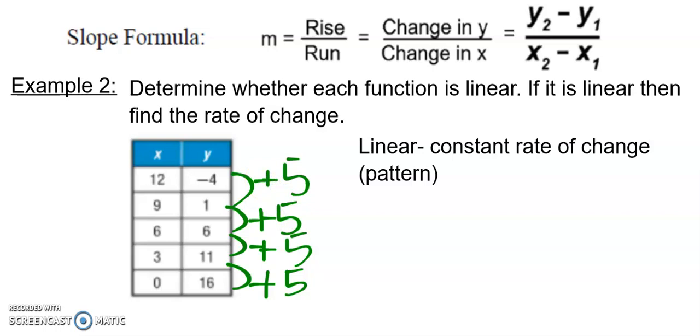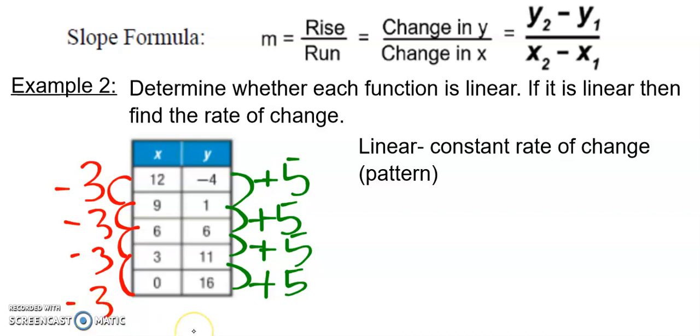We're going to do the same thing and check our x values. The pattern here appears to be decreasing, so I'm subtracting 3. 12 minus 3 is 9. 9 minus 3 is 6. 6 minus 3 is 3. And 3 minus 3 gets you a 0. So looking here, I have a constant pattern with the y's and a constant pattern with the x's. This is going to be linear.